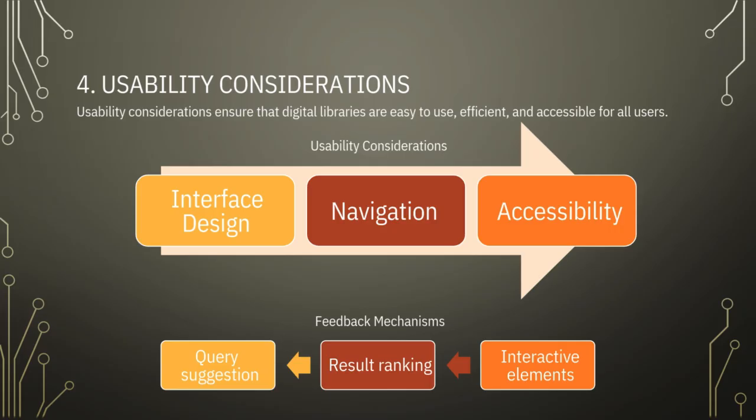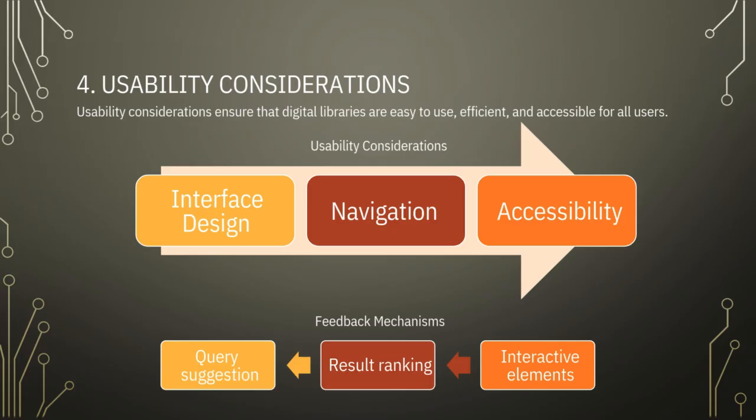Accessibility ensures that digital library systems can be used by all members of the community, including users with disabilities. In public libraries, accessibility may include features such as screen reader compatibility, keyboard navigation, adjustable text size, and sufficient color contrast. These features support inclusive access to digital information.